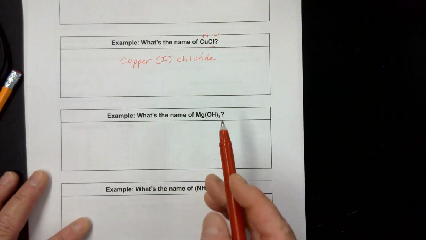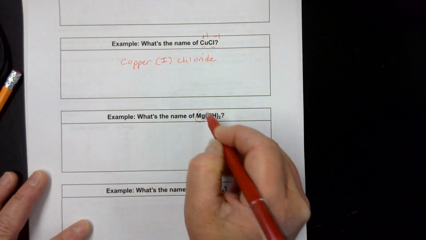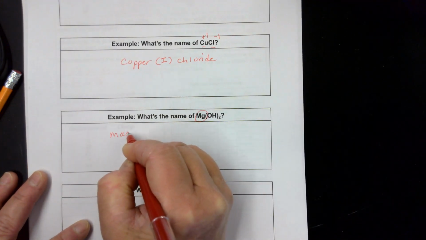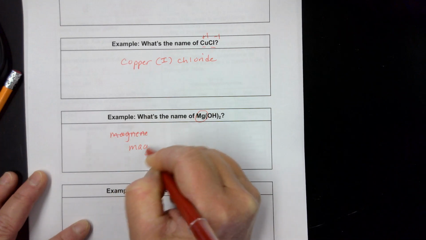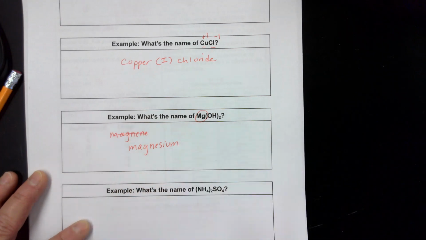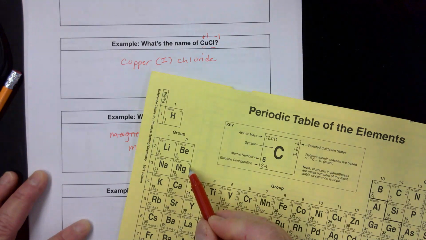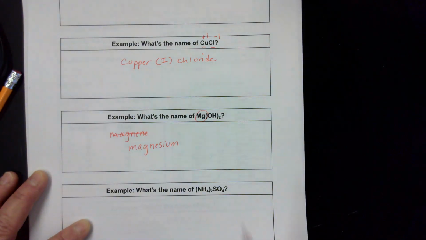Example, what's the name of Mg(OH)2? Mg is an element called magnesium, except I can't spell magnesium. It does not require a Roman numeral. There is only 1 possible charge.